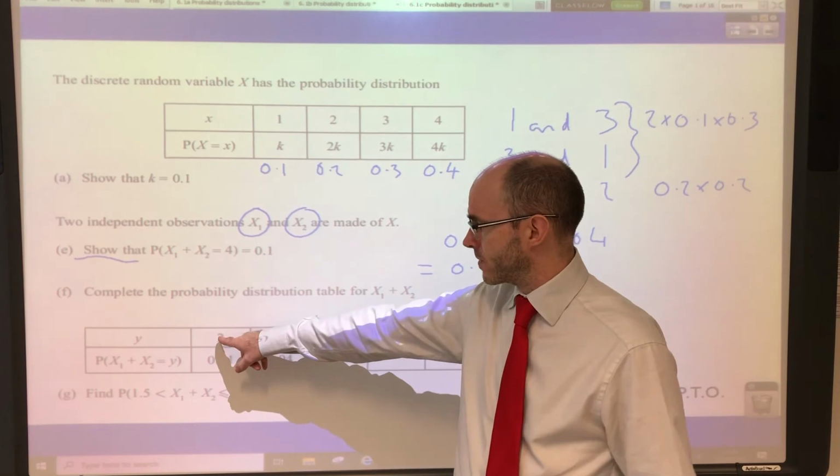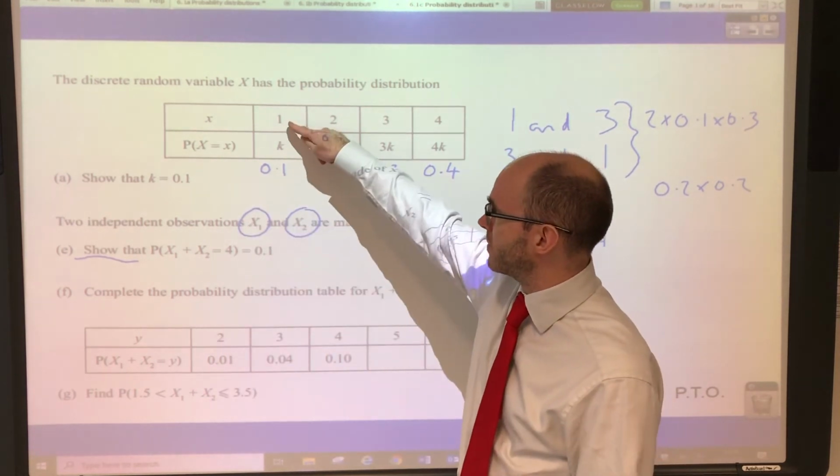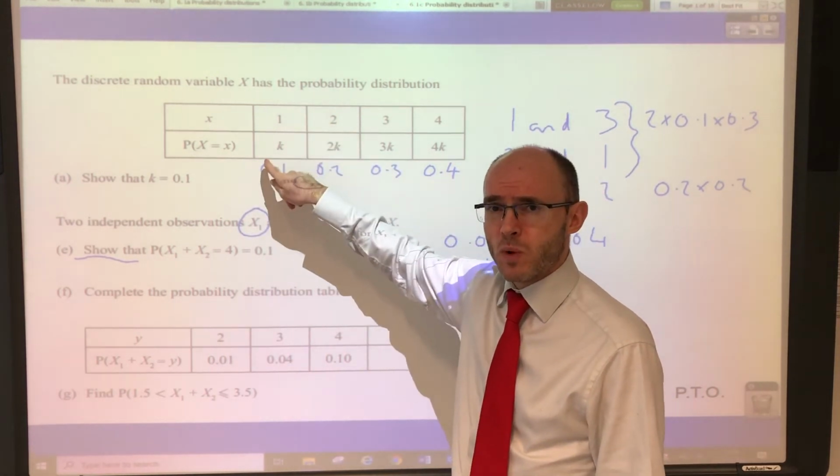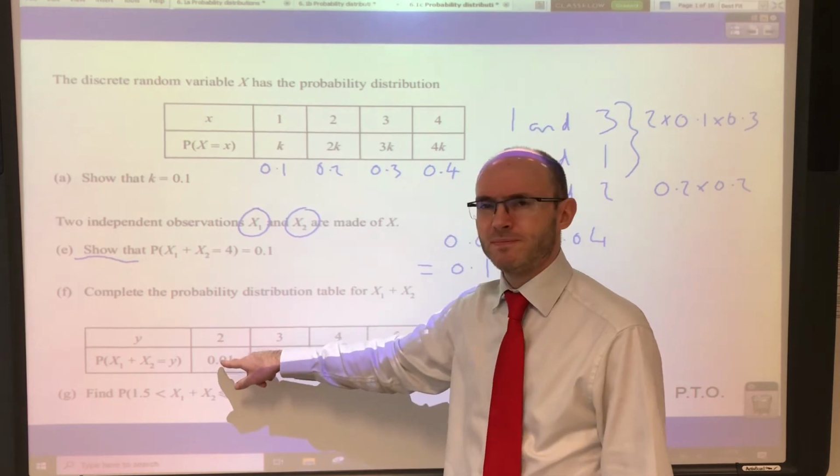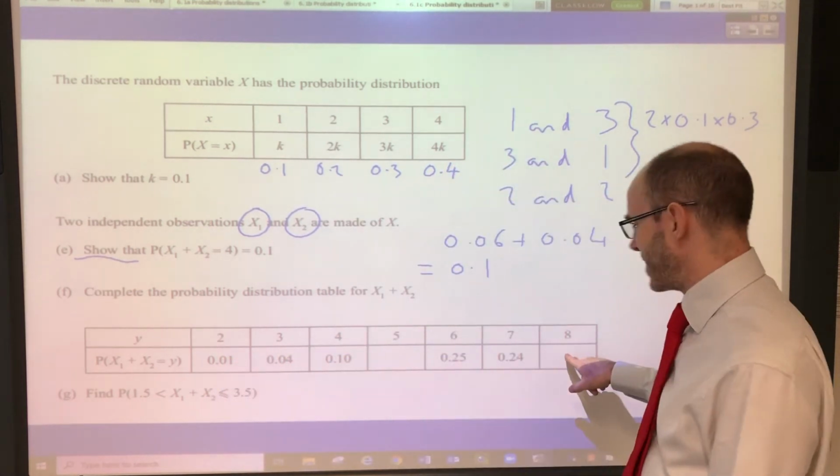So the probability of getting a total of 2. Well, there's only one way of doing it. That's a 1 followed by 1, 0.1 times 0.1, hence 0.01. Can you see this one is an easy one to fill in?